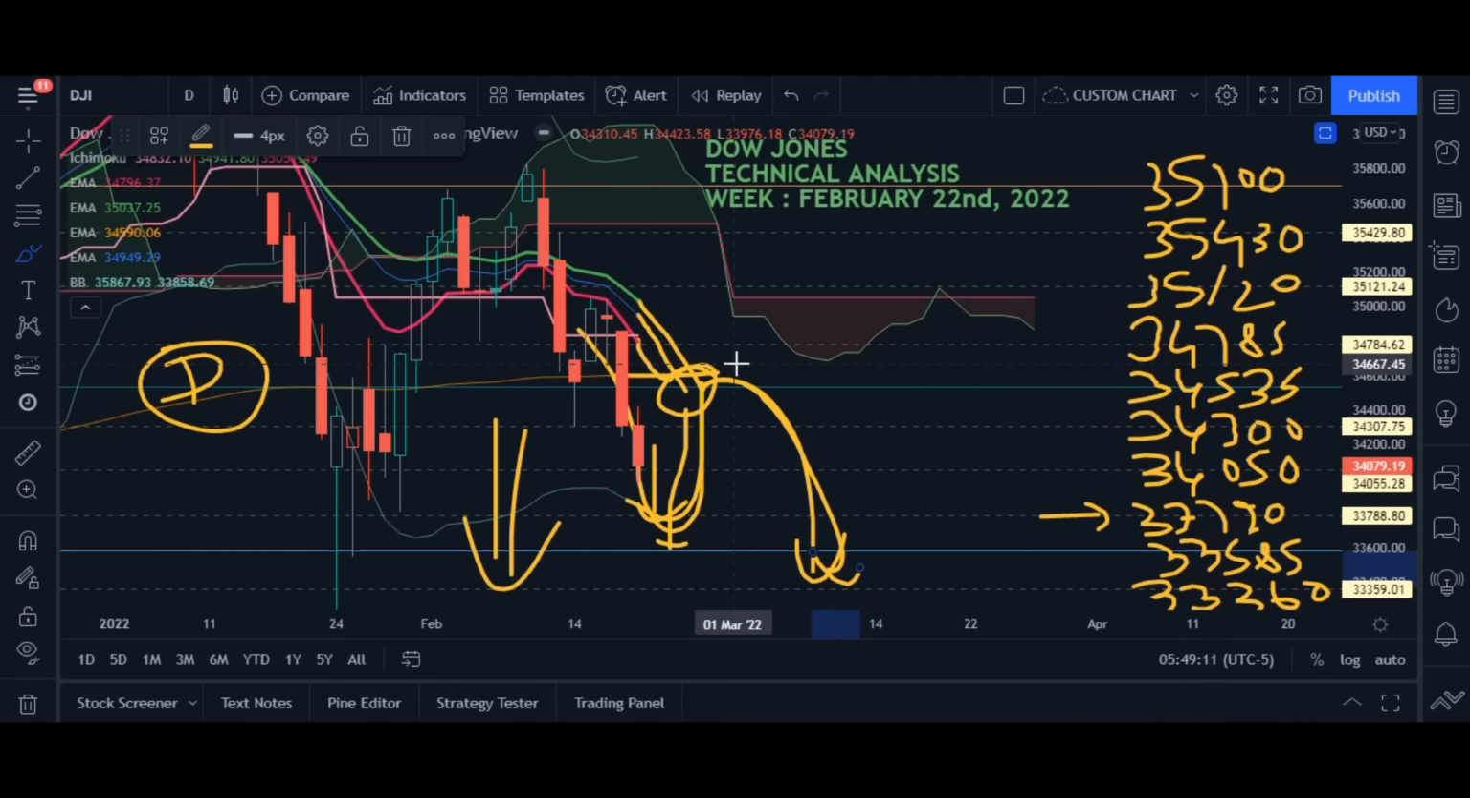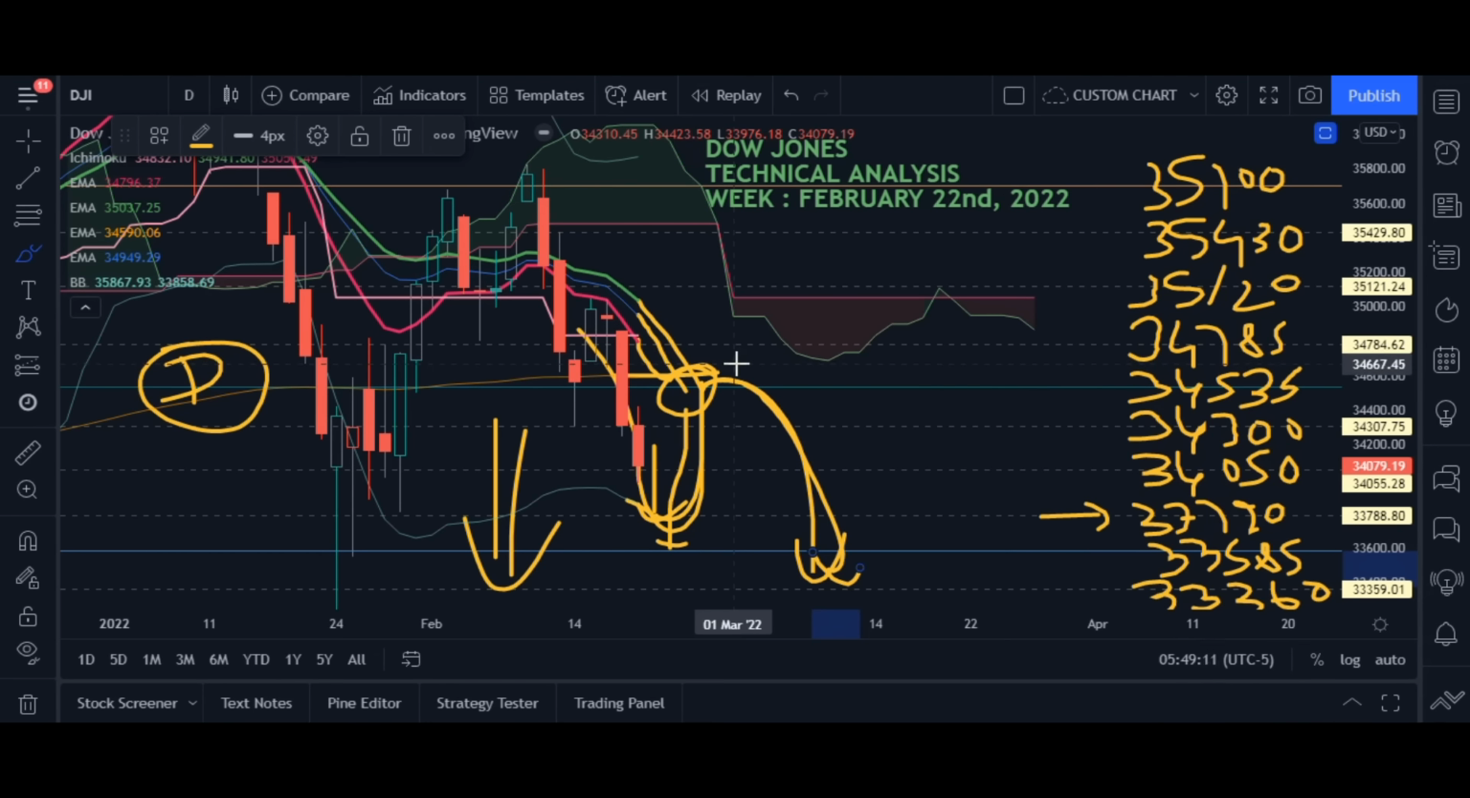If that happens for some reason, then only we can say that yes, the market has chances to move up, and then it will find the Ichimoku, and in that case it has to close above the Ichimoku for two consecutive candles, and then only we will be able to say that yes, the market is going to move up. But as of now, the situation is extremely bad.